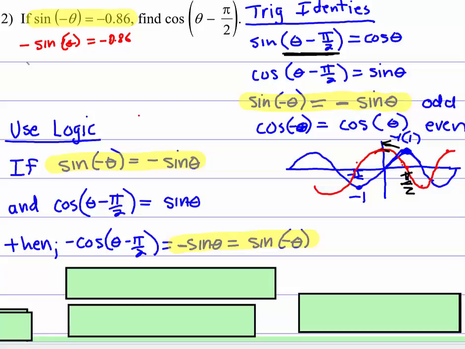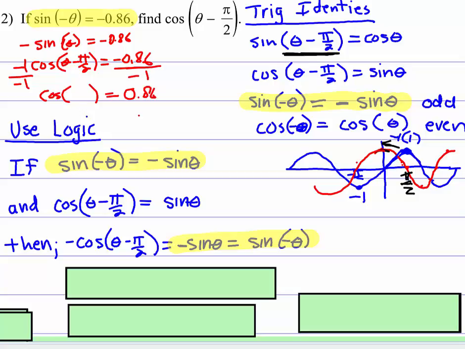So that means the negative of cosine shifted is also going to equal all of that stuff. But what we want to find is the positive. Well, we would just divide both sides by -1, or multiply both sides by -1. Negative divided by negative is positive. So now cosine of all of that stuff shifted is equal to positive 0.86.